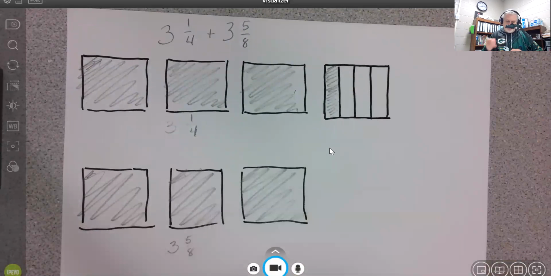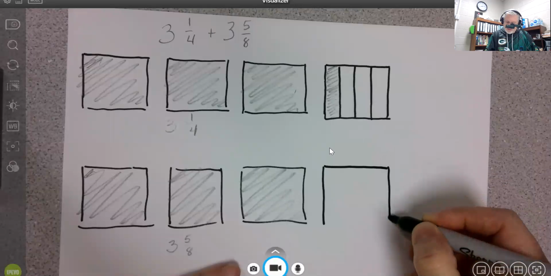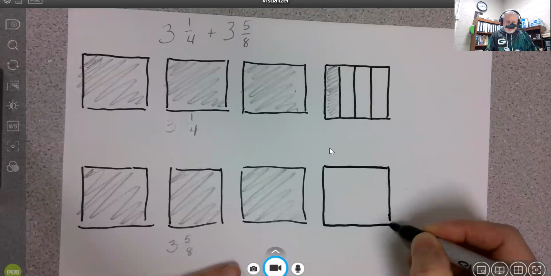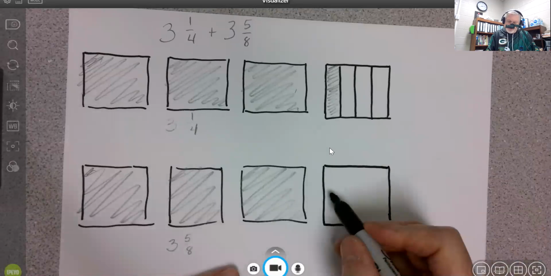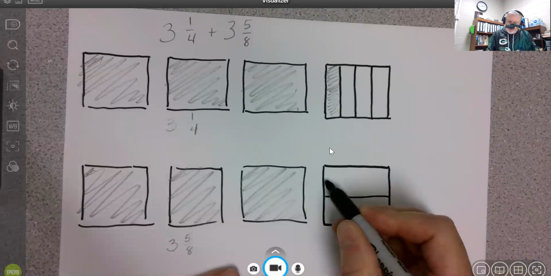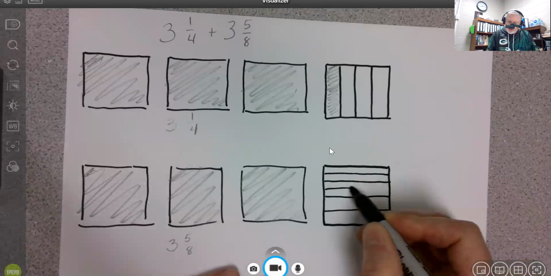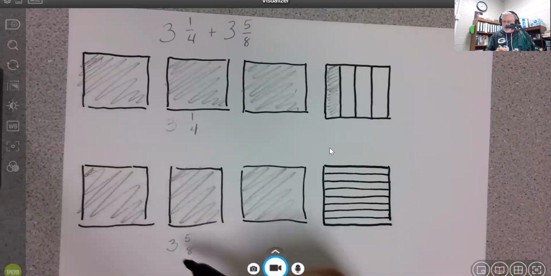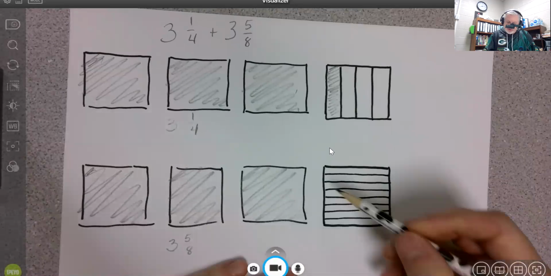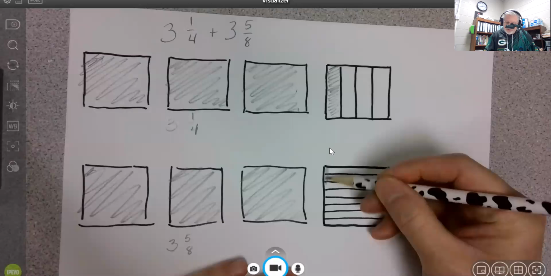And in my bottom, I have 5/8. But in this case, I'm going to do horizontal lines, and I'll show you why in a minute. So I want to partition it into eighths. So I have to cut it in half, cut that in half, and then cut each of those fourths in half. Okay. Then it tells me to shade in 5 of those. So I have to shade in 5 of those rows. So that's 2, 4, 5.